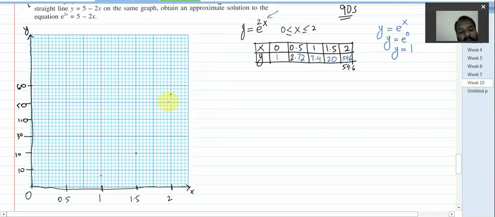Alright, so I got all the points here, and now I need to connect them with a curve. So that's how my e to the power 2x graph looks like.